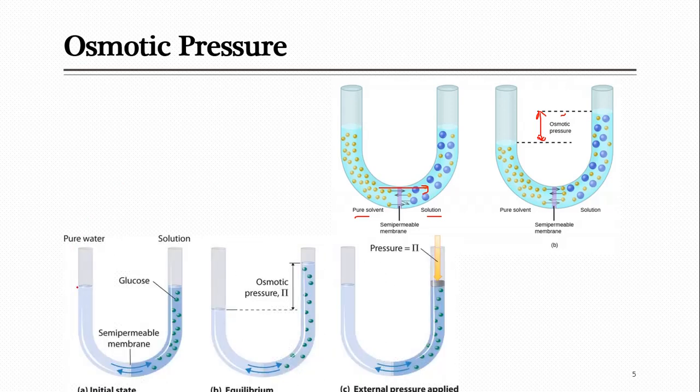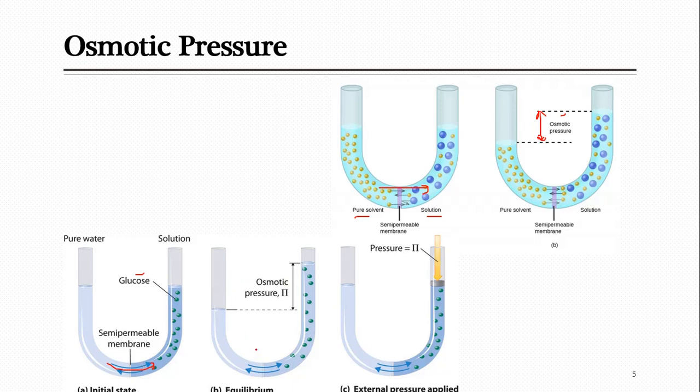Similarly, here you can see in this example, we have filled this tube with pure water and a solution, in this case water with glucose. There is a semi-permeable membrane, and as he has shown and I have told you, through this membrane water can flow to both sides. But on which side do you think water will move in larger amounts? Definitely on the side where there are more salts or glucose.